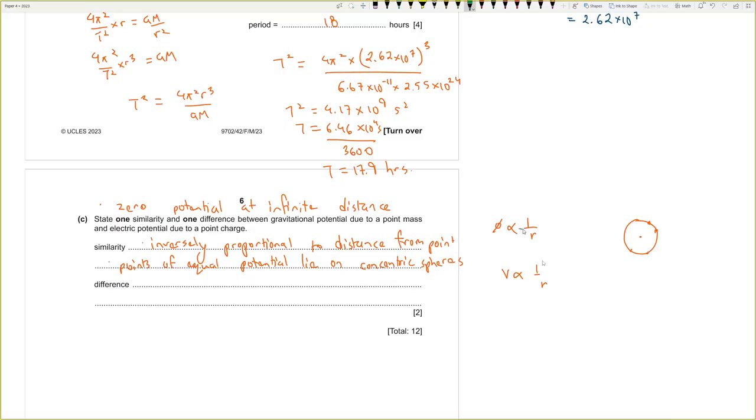What is the difference though? Gravitational potential, remember, is always negative, but electric potential can be positive. Or you could state that gravitational potential is always negative, although electric potential can be positive or negative. Is that fine? There you go.